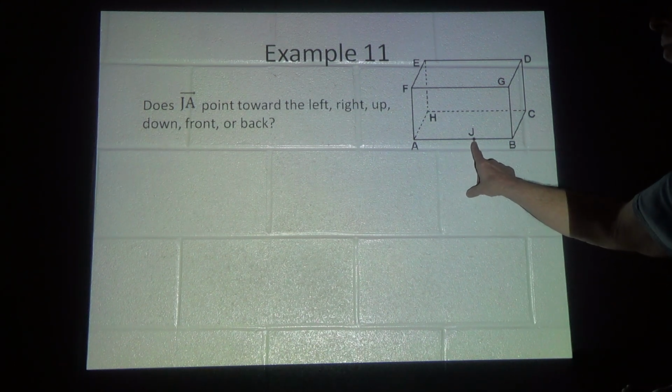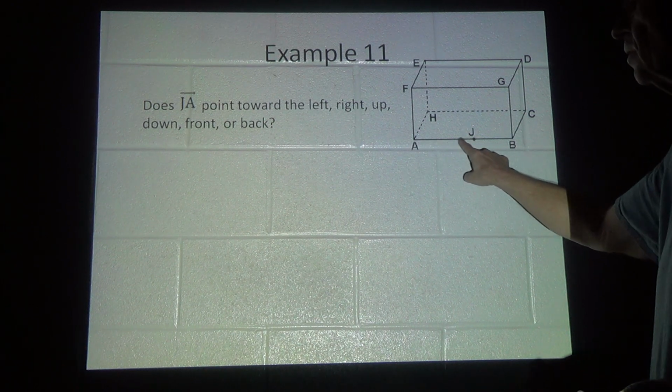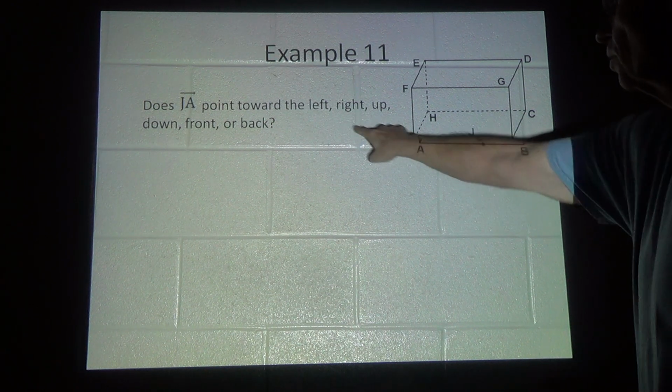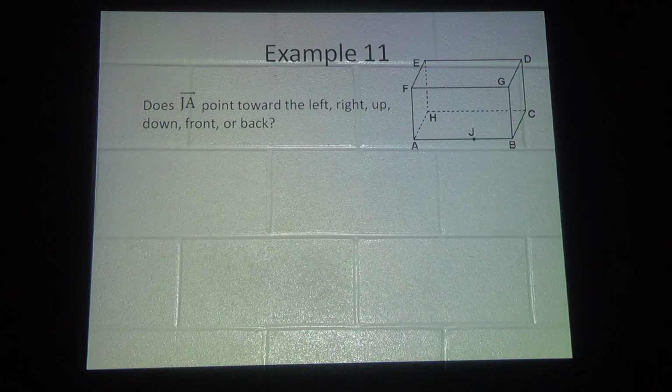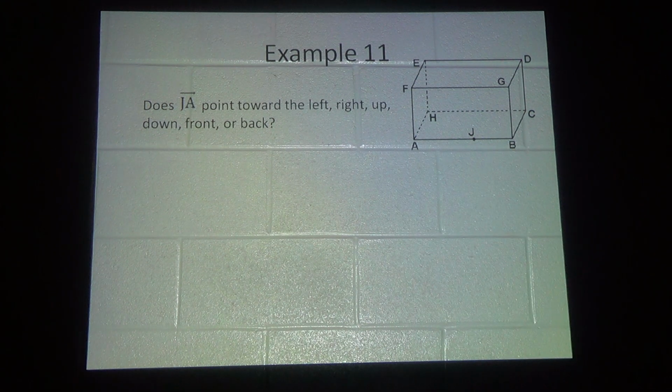Then right here, they want to know, does ray JA, so that means it starts at J, goes through A as far as you want it to go, does it point toward the left, the right, up, down, front, or back? As you can see, if it starts at J and goes through A, it is only pointing to the left.